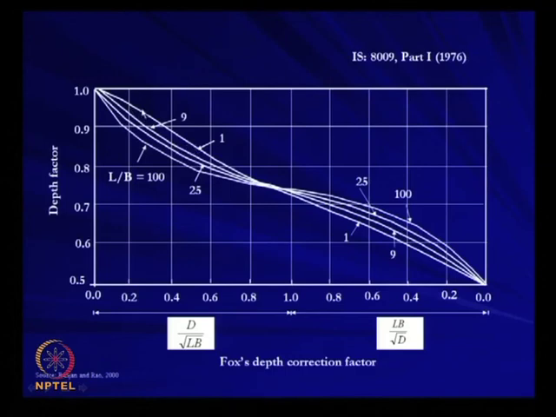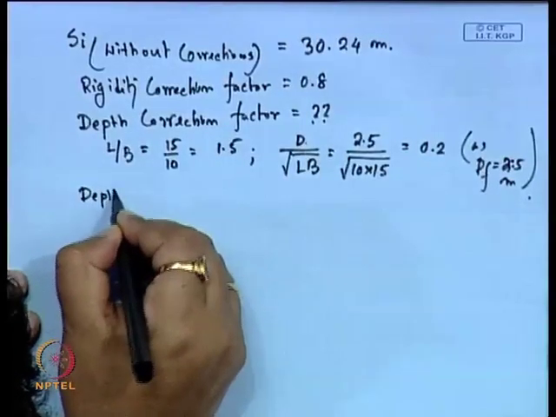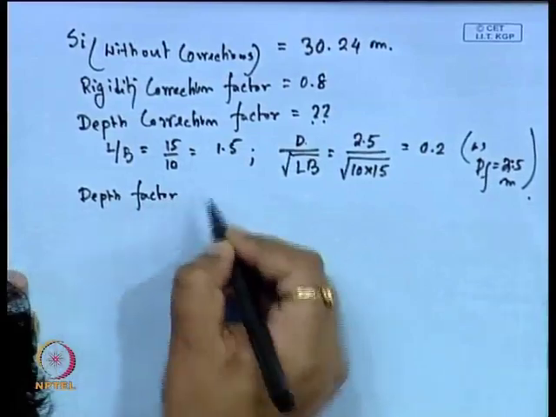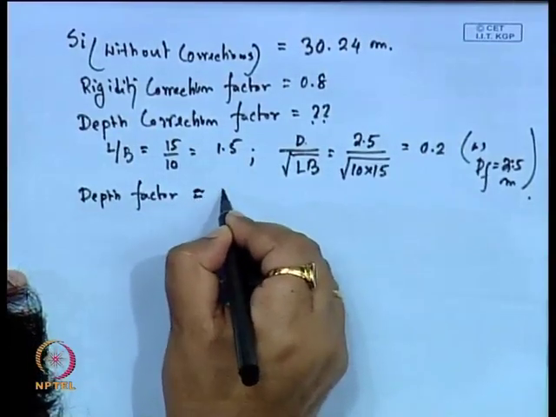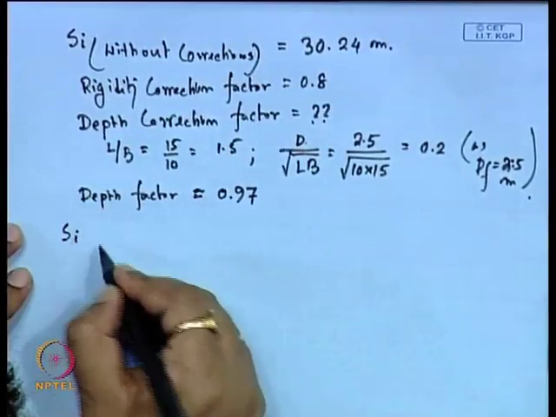This chart is for 1, this is for 9. So, it will be around this region. This is 0.2, so corresponding to 1.5 on this graph, the depth factor value is around 0.97. So we will get the depth factor coming around 0.97.